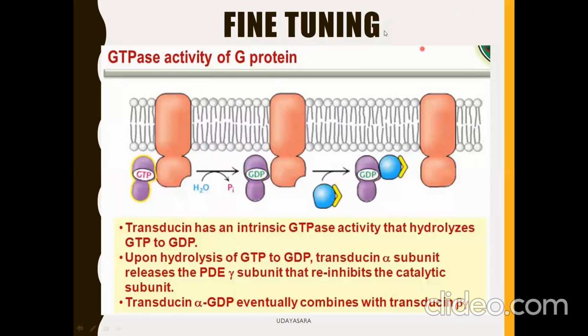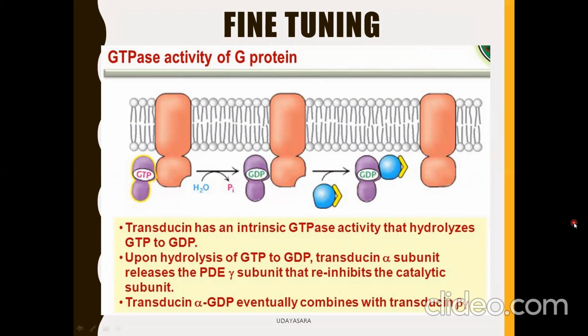Our visual system is responsible for responding to color and light within a few milliseconds. How is it possible? This is due to the fine-tuning mechanisms that are present. One such mechanism is that the transducin molecule has intrinsic GTPase activity. This GTPase catalyzes the conversion of GTP to GDP. When it is bound to GDP, it becomes inactive, and hence it decreases the activity of the phosphodiesterase molecule, and hence there is elevation of cyclic GMP. This in turn causes the opening of the sodium channels.